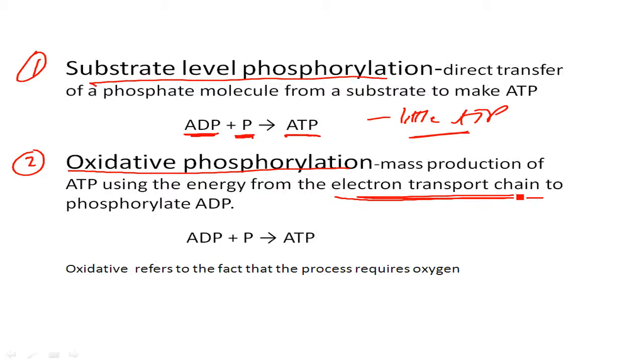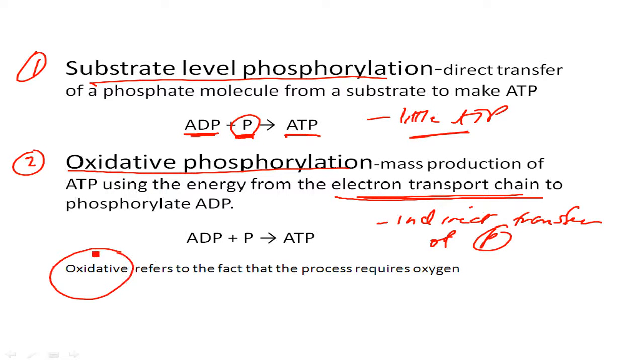But basically, you have what's called an indirect transfer of the phosphate molecule. So you're not just directly taking a phosphate and adding it onto ATP. You're going to transfer it and make ATP that way. Notice here that it's called oxidative phosphorylation. Well, oxidative refers to the fact that it requires oxygen. And so this process does require oxygen.